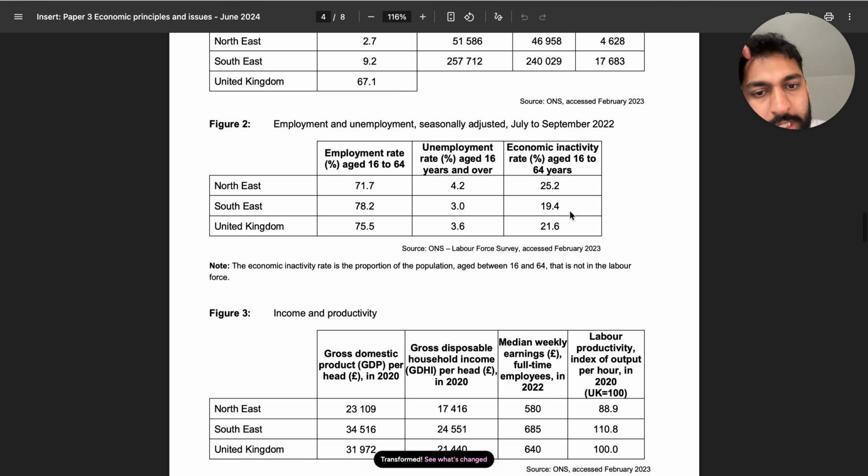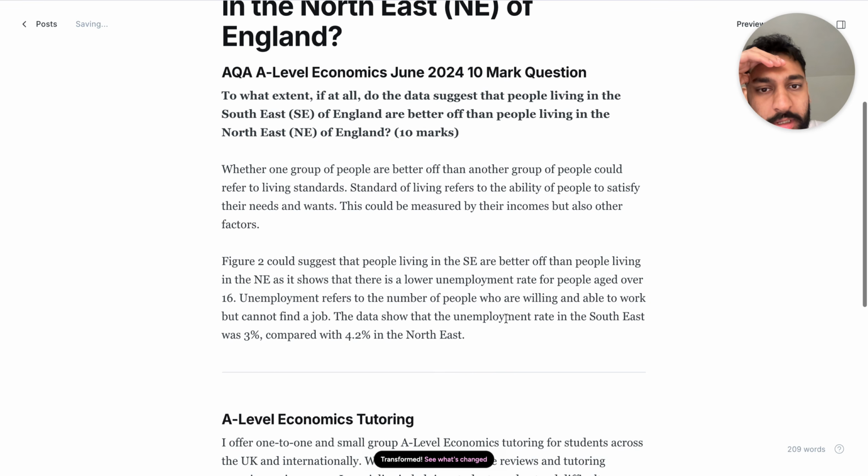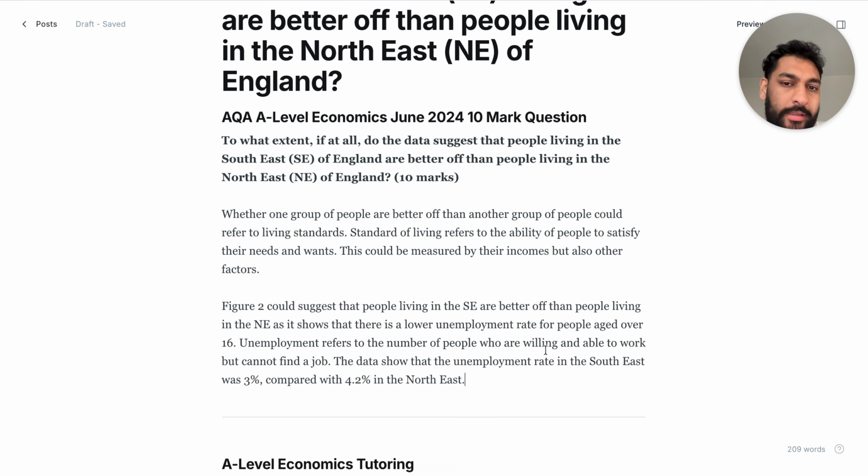Okay, and now it's our time to explain the link between the data point and the question. So the lower the rate of unemployment, the more people that are working and earning income. The higher people's incomes are, the more things they can afford, which would allow them to satisfy their needs and wants. Therefore, we can infer that people in the southeast have a better standard of living.